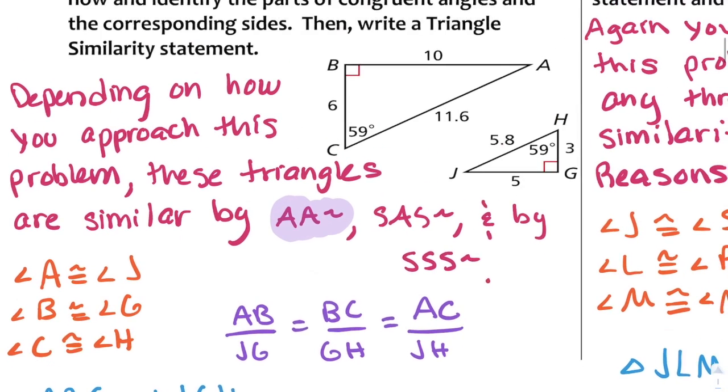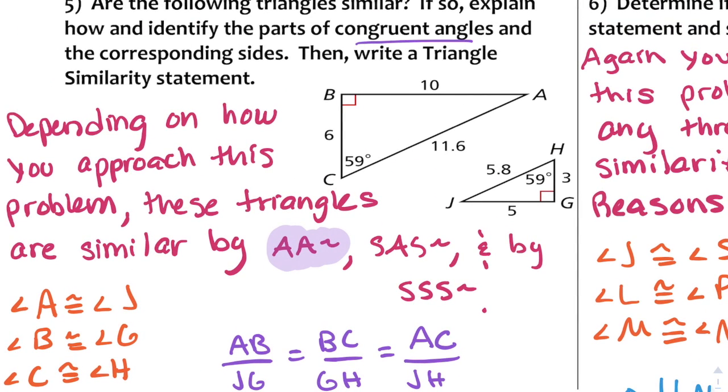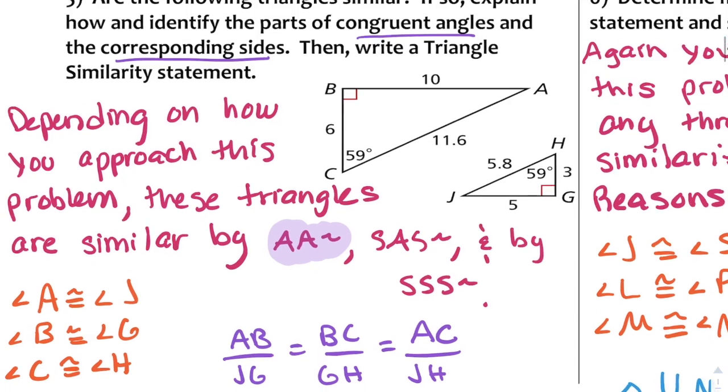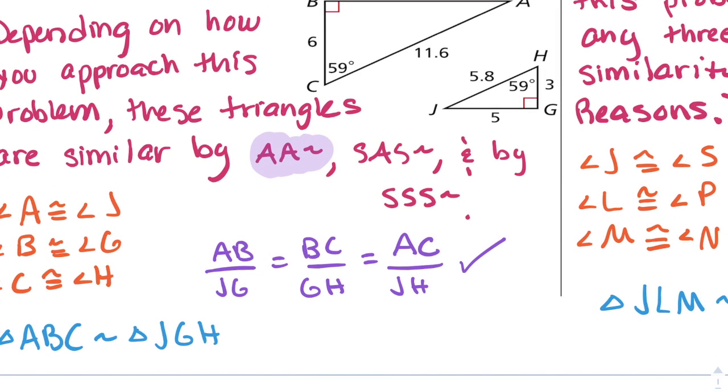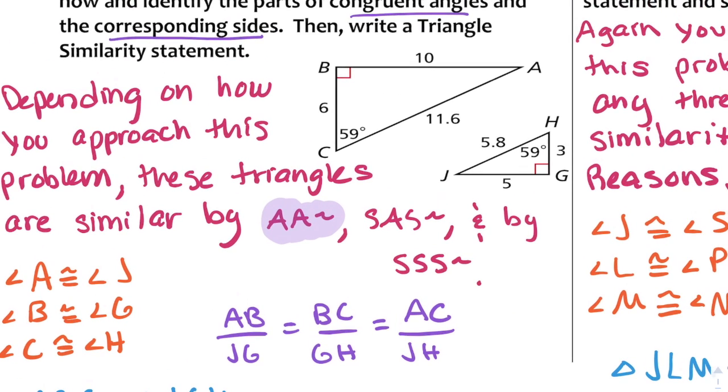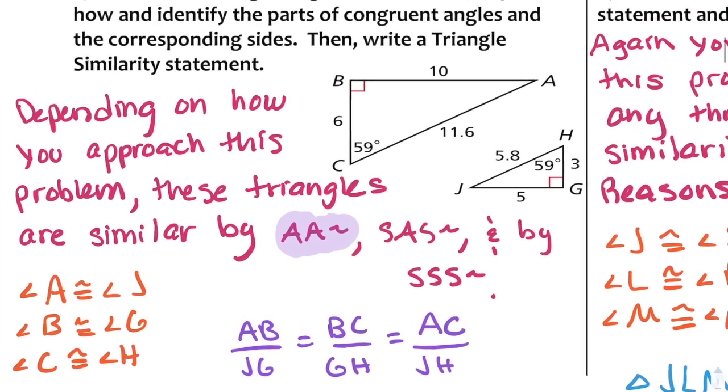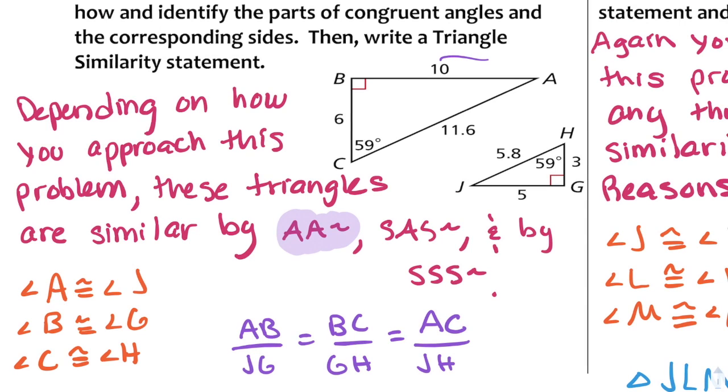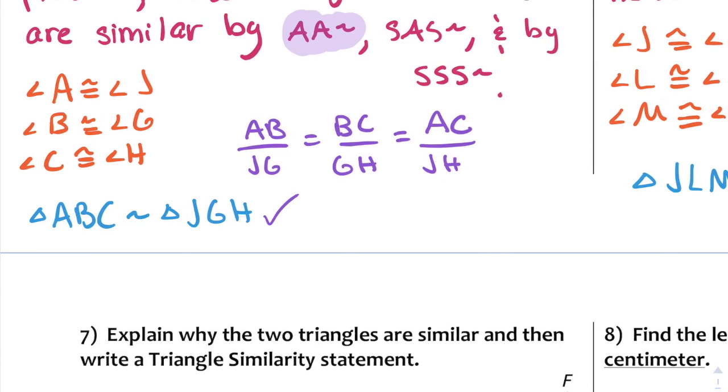Knowing that, I then had to write out my congruent angles and my corresponding sides, which I wrote over here. That's how my sides correspond. And then it wants me to write a triangle similarity statement. Okay, that's my triangle similarity statement. All the parts are there.